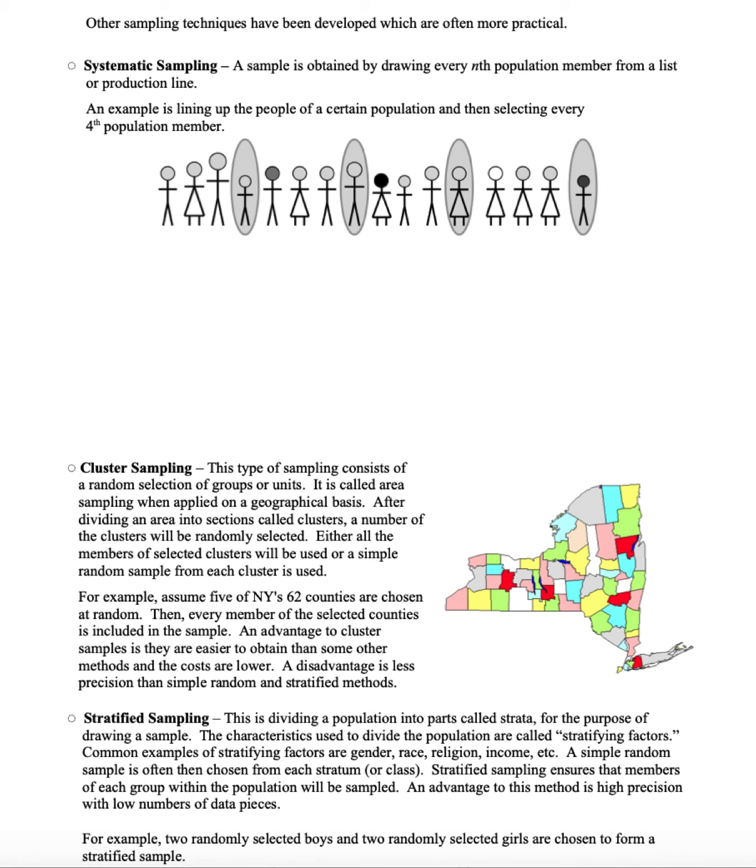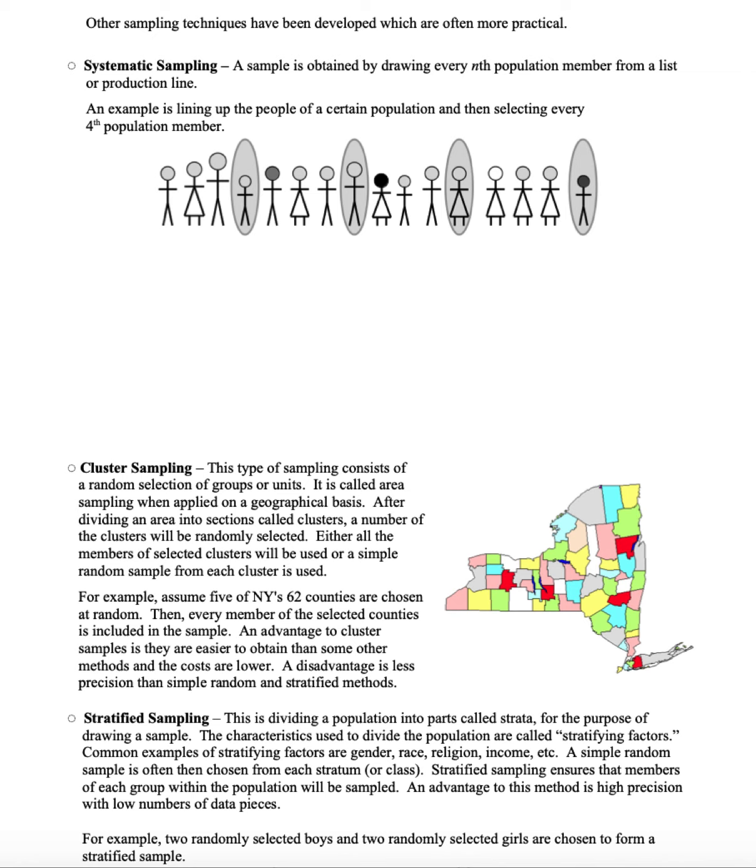Cluster sampling consists of a random selection of groups or units, often called area sampling when applied on a geographical basis. After dividing an area into sections called clusters, a number of the clusters will be randomly selected. Then either all the members of the selected clusters will be used in your sample, or you could take a simple random sample from each of those clusters.